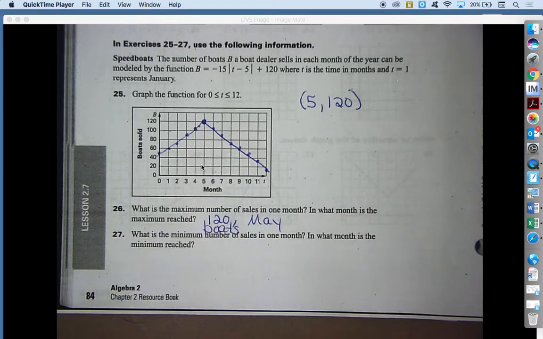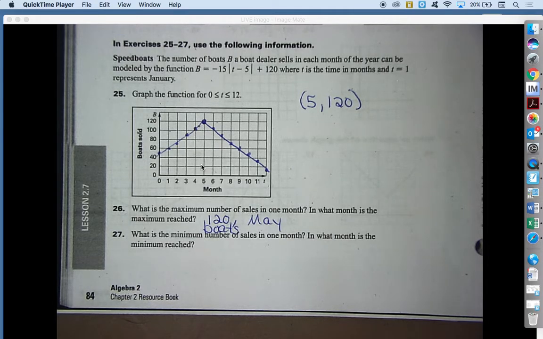Why is it May, Caitlin? Because it says in the top paragraph that January's... Yeah, so if you read through the question, it says that T equals 1 represents the month of January. So these represent the months of the year. The 5th month is the month of May. So in May, we're selling 120 boats.